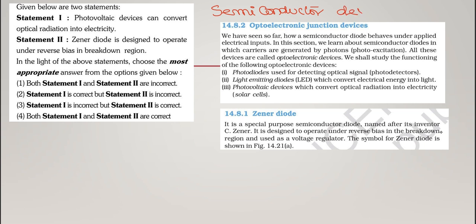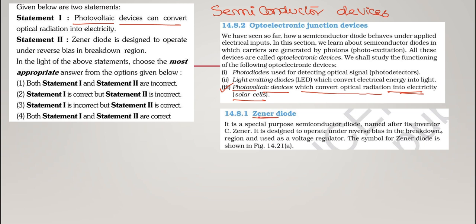Semiconductor devices. So, a photovoltaic device can convert optical radiation into electricity. This is just a direct statement from NCERT. Look at the statement: photovoltaic device which converts optical radiation into electricity. So statement 1 is true.